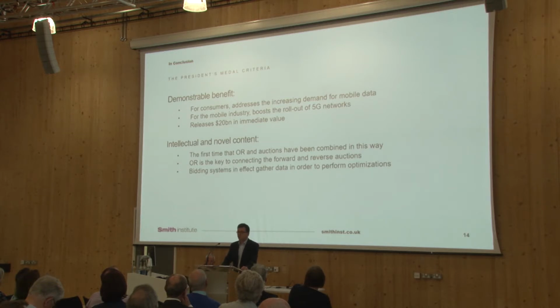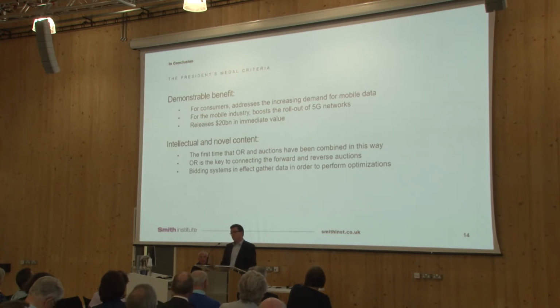Let me just, in conclusion, come back to the criteria for the President's Medal and show how I think this piece of work meets all of them. First of all, demonstrable benefit. Well, the benefit for consumers is the release of spectrum which is going to address the increasing demand for mobile data. For the mobile industry, it will accelerate the rollout of 5G networks. What's the value? Well, in immediate terms, we've got $20 billion of value that's been released. Economic estimates of what the consumer surplus is means that over the next 10 years, the economic value will be measured in hundreds of billions of dollars.